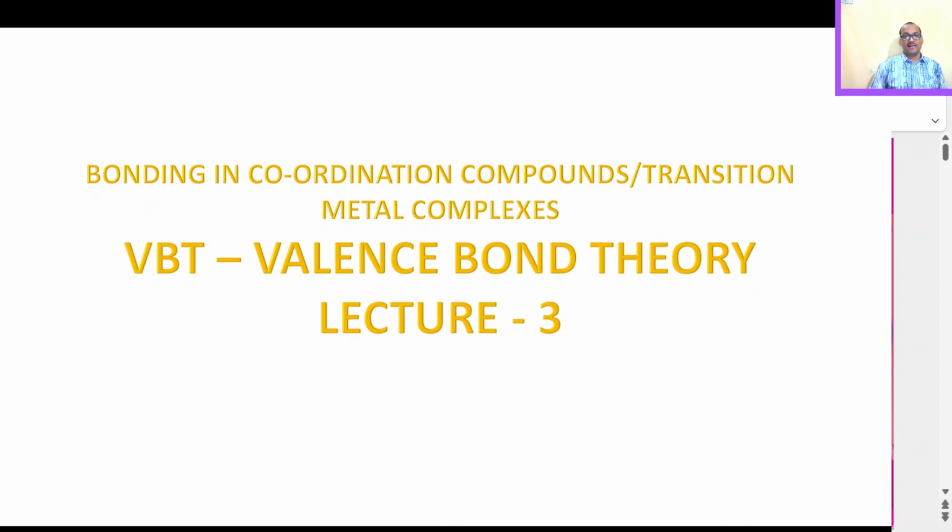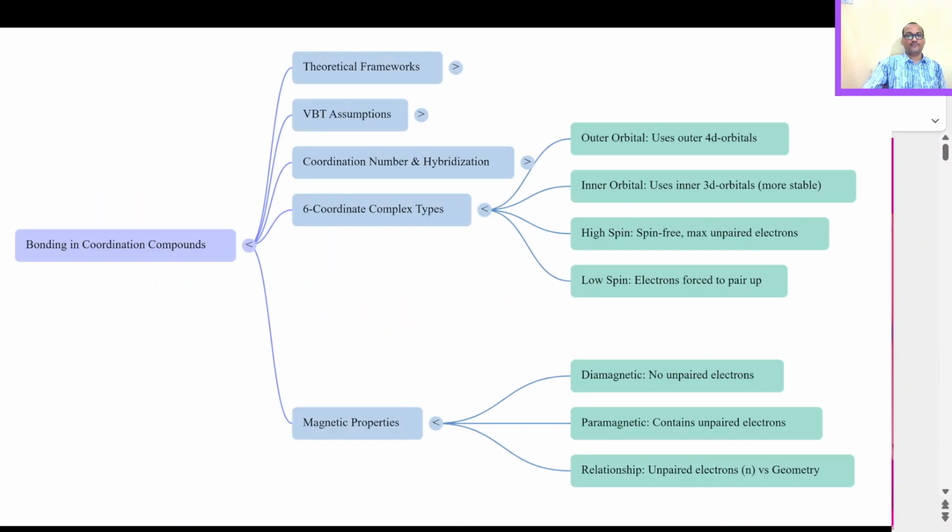So today we'll discuss valence bond theory, lecture 3. While talking about the valence bond theory, we need to know that for octahedral complexes, there may be outer orbital complexes formed or inner orbital complexes. They may be high spin complexes or low spin complexes. And while talking about the magnetic properties, they may be diamagnetic complexes, where no unpaired electrons are there, and in case of paramagnetic complexes, there will be unpaired electrons.